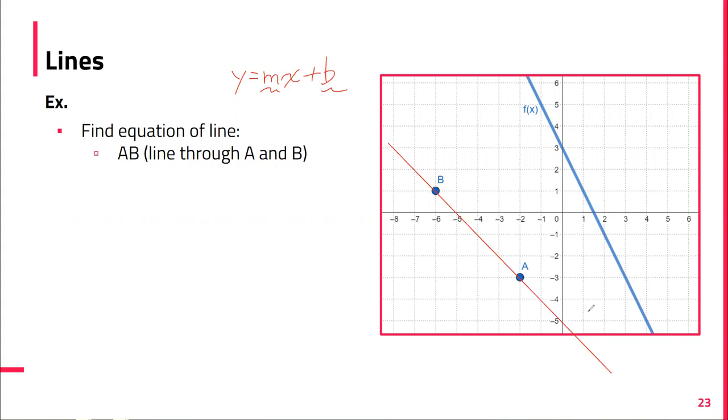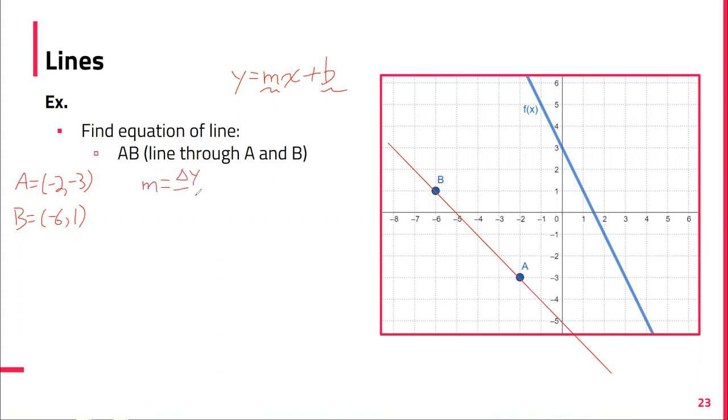Let's do the harder version of this. Let's pretend that we don't have the graph here and we just have the points. So we have point A, which is -2, -3, and we have point B, which is -6, 1. That's the only information we have, and we don't want to draw a graph. So how can we use algebra to figure this out? Slope first, okay.